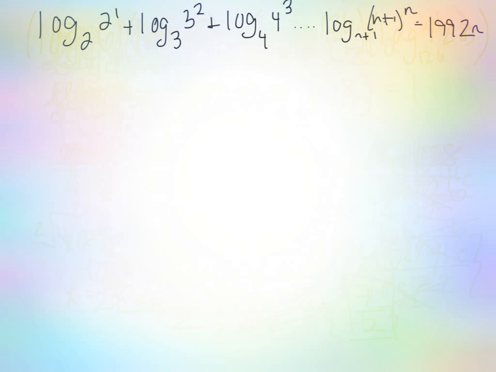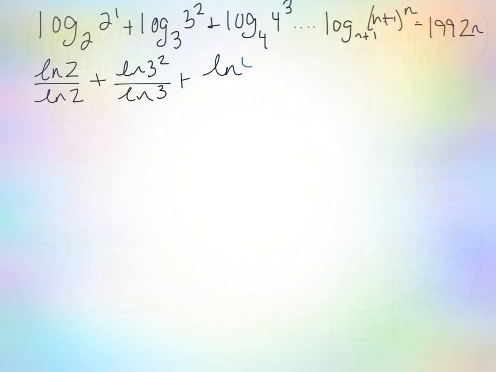Okay, so this is a much more math team type problem, once again. So this is one of the more difficult ones that you'll get because it entails both logarithm rules and the rules of summation. So we're going to start by rewriting the logarithms as natural logs. So this becomes natural log of 2 over natural log of 2 plus natural log of 3 squared over natural log of 3 plus natural log of 4 to the 3rd over natural log of 4.